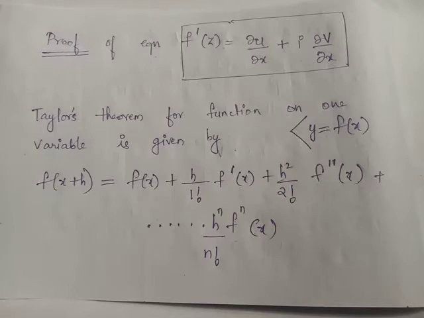We know Taylor's theorem applicable for a one variable function is given by f of x plus h equals f of x plus h times f dash of x plus h square by 2 factorial times f double dash of x plus etc. plus h raised to n divided by n factorial into the nth order derivative of function f of x. We know that h is the small increment given to variable x, and we wish to find the value of function f at the incremented position x plus h.